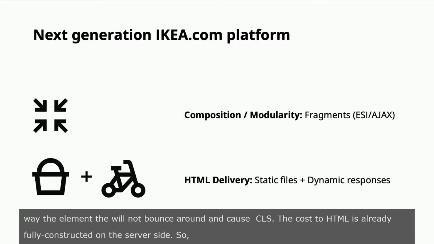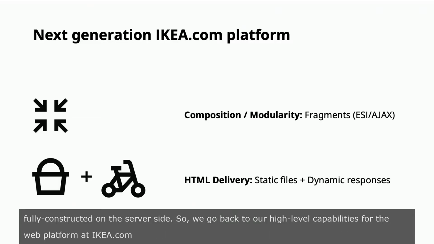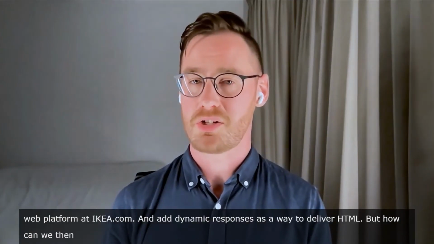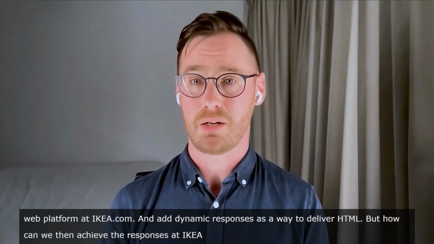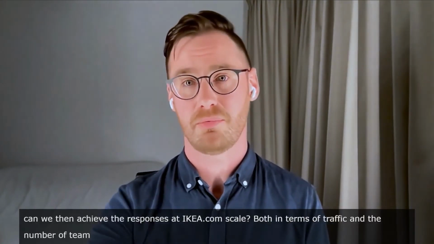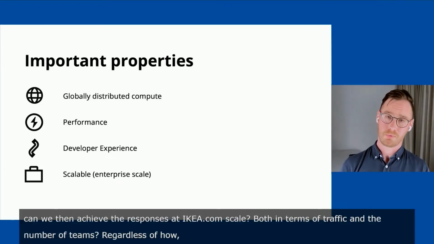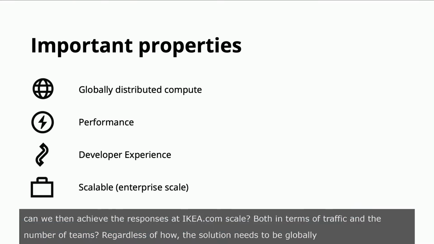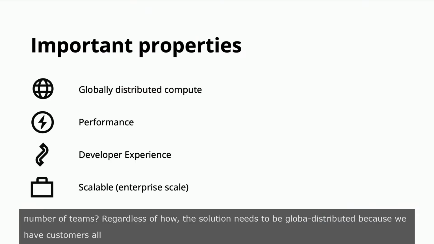So, we go back to our high-level capabilities for the web platform of IKEA.com and add dynamic responses as a way to deliver HTML. But how can we then achieve dynamic responses at IKEA.com scale, both in terms of traffic and the number of teams? Regardless of how, the solution needs to be globally distributed because we have customers all around the globe. HTTP requests crossing a sea just increases latency too much.